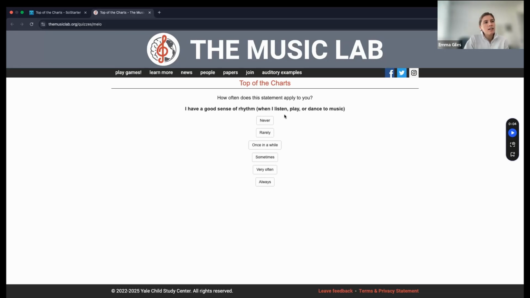I guess when I listen, if you have a good sense of rhythm, that's just like being able to predict the rhythm as it goes along, maybe. I'm not sure if that means, yeah, because if you're just listening, you don't have to replicate it. So it's kind of hard to determine.